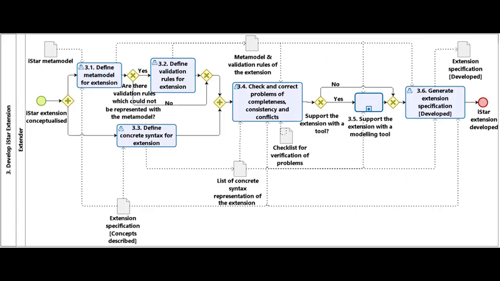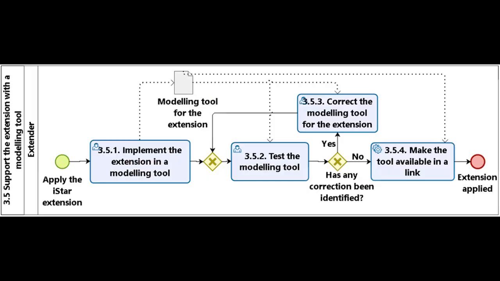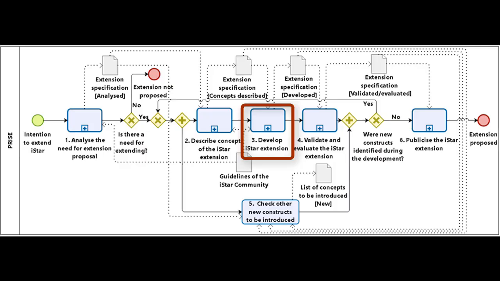In the subprocess 3, there is a subprocess 3.5. This subprocess consists of 4 tasks: to implement the extension in the modeling tool, to test and correct it, and make the tool available in a link. The flow returns to the main process when the subprocess 3 is finished. Following, the subprocess 4 is executed to validate and evaluate the extension.